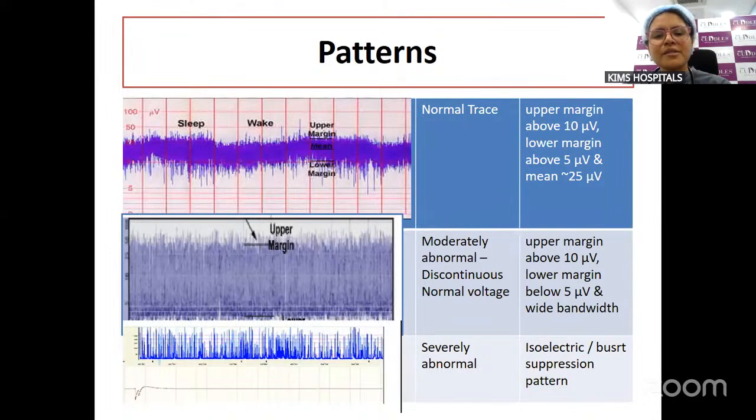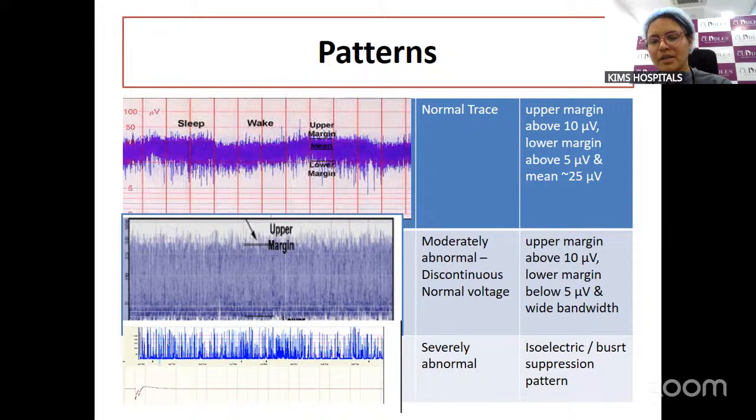The normal trace, wherein the lower margin is above 5 and the upper margin is more than 10 microvolts. So this is called the normal trace continuous pattern. Whereas if you have the lower margin going below 5 microvolts, even if the upper margin is normal, it is called a discontinuous normal voltage pattern. If the upper margin also drops to less than 10, it becomes a discontinuous low voltage pattern.